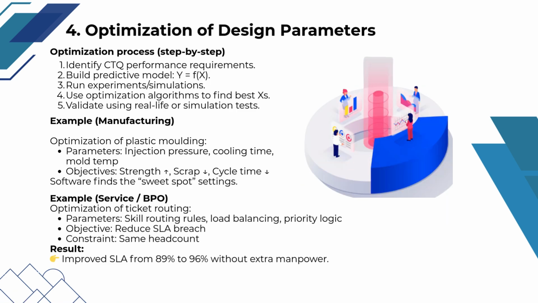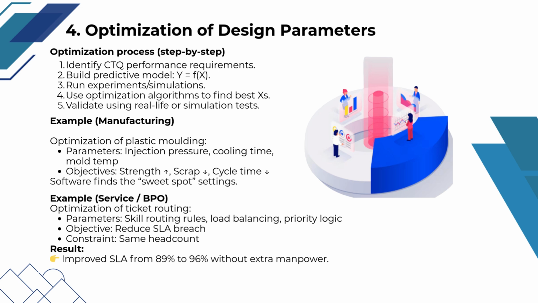The optimization process begins by clearly identifying CTQ performance requirements so the design goals are well defined. Next, a predictive model is built, typically expressed as y = f(x), to understand how output performance depends on key input parameters. Experiments or simulations are then run to generate data, after which optimization algorithms are used to determine the best combination of x's that meet objectives such as higher performance, lower cost, and reduced variation. Finally, the optimized solution is validated through real-life testing or additional simulations to confirm results.